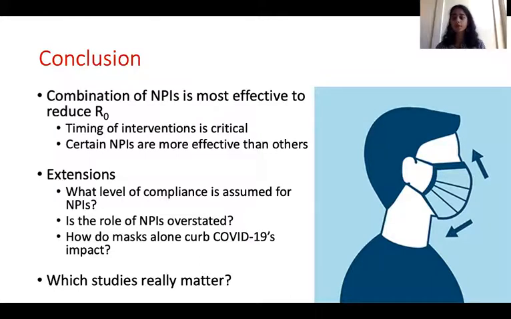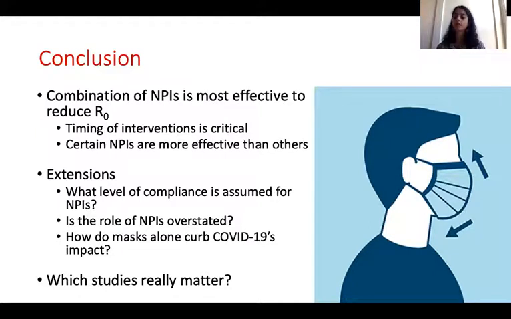So looking at some extensions of this, one big question that I found when reading both of these studies is just what level of compliance is assumed for the NPIs that they look at. So for example, what are they assuming about mask wearing? Obviously there's a lot of people who don't wear masks correctly. How many people do we think are actually wearing masks in the population that they look at, and how do they define these interventions? So that would be an interesting thing to look at for further investigation.